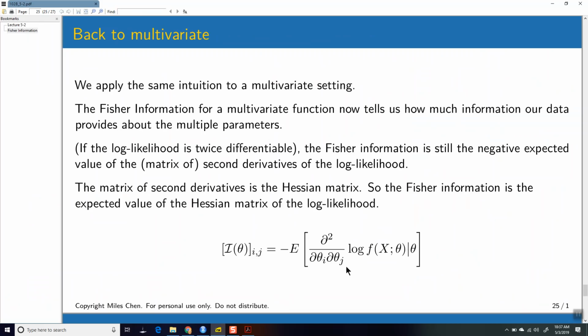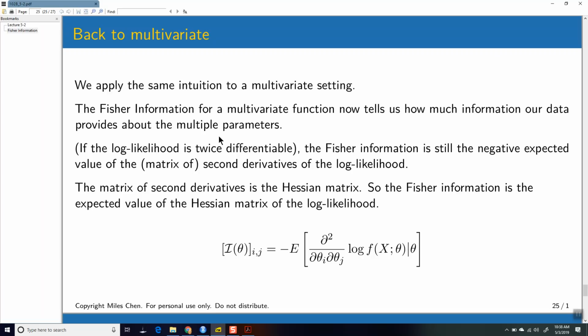Anyway, so we're going to tie this back to our multivariate setting, okay? So what did we say? We said Fisher information is kind of your expected curvature of the log likelihood function, the curvature being the second derivative of the log likelihood function. I guess I should say the negative of that, negative expectation. And so for the multivariate case, the Fisher information tells us how much information our data has about our multiple parameters.